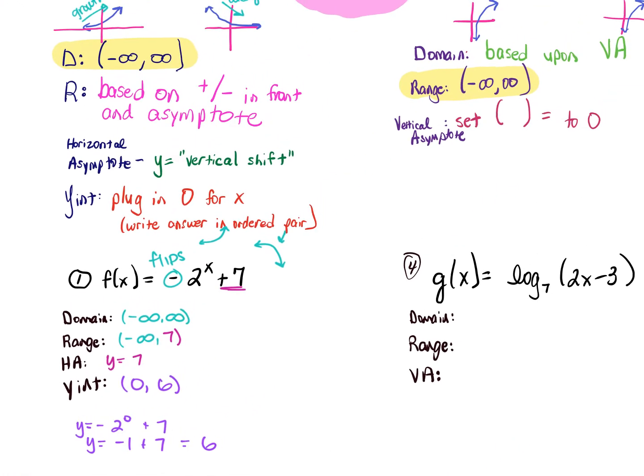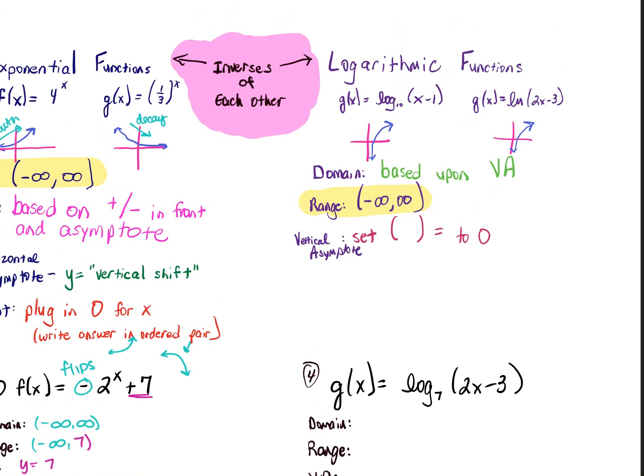So the other type of function that we have is your logarithmic function. Your logarithmic function is literally the inverse of your exponential function. So instead of these graphs looking like your growth and decay like you see on the left, the far left, on the right you have examples of those logarithmic functions with g of x is equal to log 10 of x minus 1 and g of x is equal to ln of 2x minus 3.